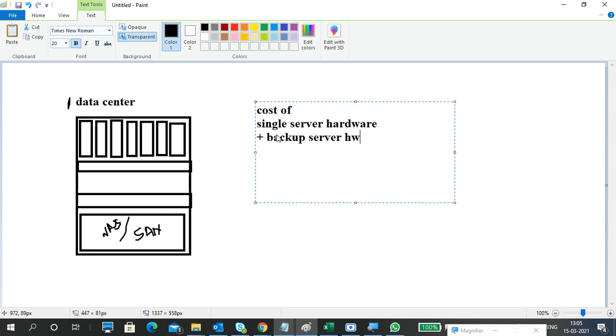Why do we need a backup server, guys? Anyone tell why you need a backup server? Sir, because if the data is lost, we can recover it from the server backup. Very good. In case you lost the data in your main server, or maybe your server failed, is not working, or the main server is down, we need a backup server.